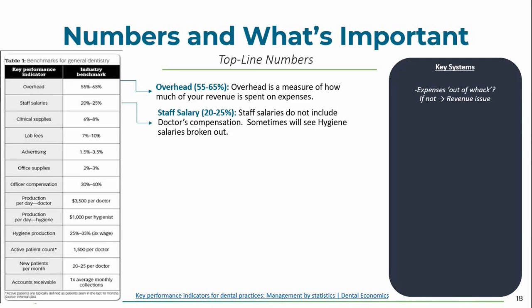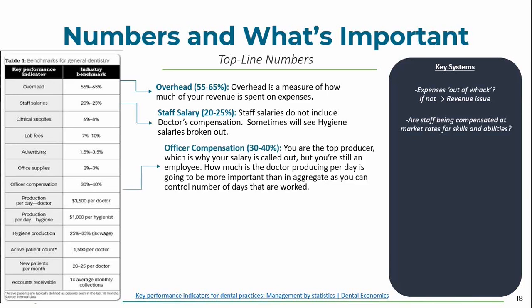Next, staff salary. Staff salaries, again, do not include the doctor's compensation. Sometimes you also see hygiene broken out, and that's going to become important as we roll down the page. Ultimately, roughly 20 to 25% of all the money that you're spending in the practice goes to your staff. That should include not only salaries, but also bonuses, other types of compensation, whether that's benefits or payroll taxes. What's the key question here? Is the staff being compensated at market rates for their skills and abilities? I think that's the biggest question on staff salary.